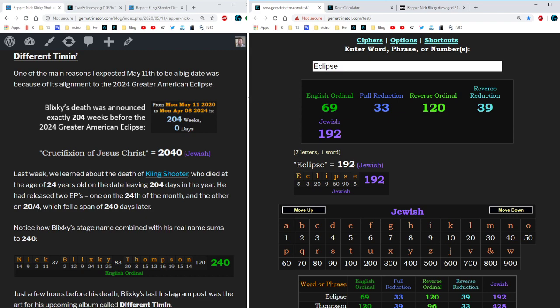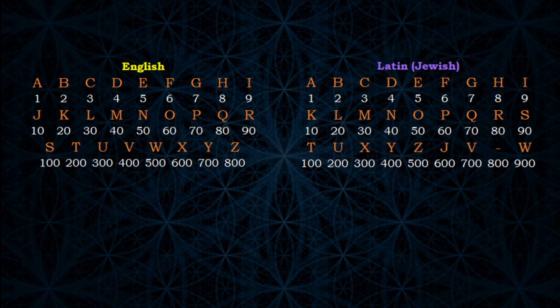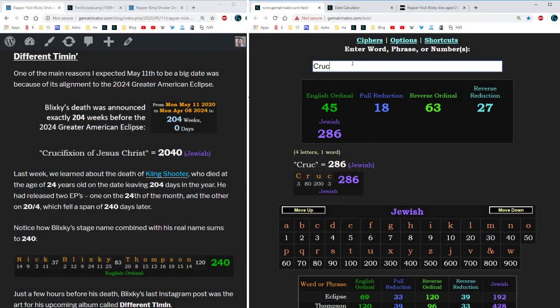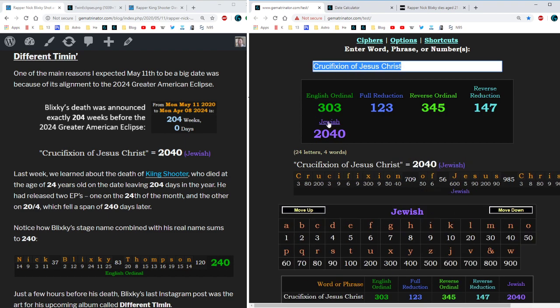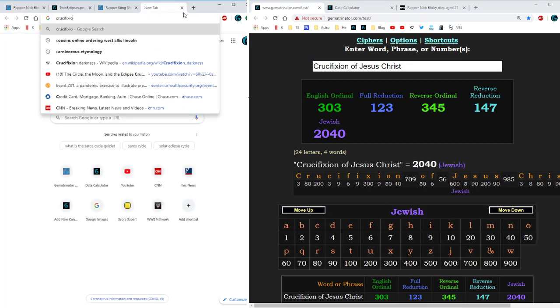Now, on this channel, I also teach Jewish Gematria, also called Latin, on the right side of your screen. This cipher uses the 22-letter Latin alphabet and then places more modern English characters at the end, 23 letters. We'll also glance at English Extended. This is the current 26-letter alphabet, A through Z, structured similarly to Hebrew Gematria and Greek isopsephy. Now, in Jewish Gematria, the phrase crucifixion of Jesus Christ sums to 2040.